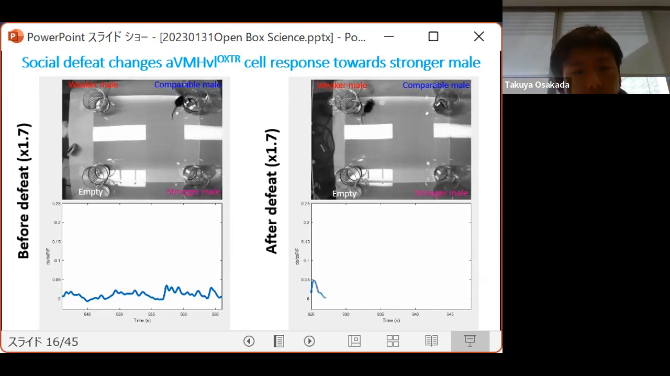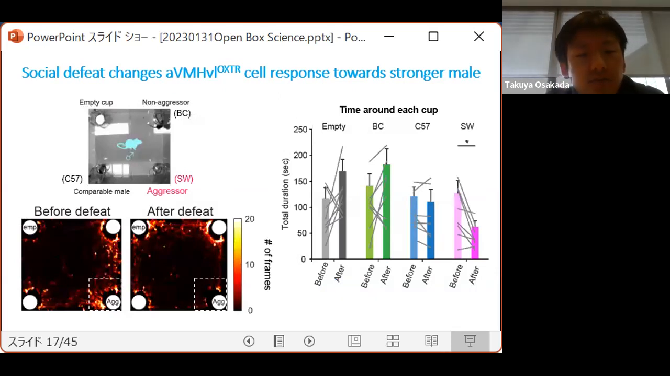Now let's check the results from this bigger chamber assay. The bottom left is the heat map of the body tracking, which shows that the visits around the aggressor cup, bottom right here, seem to be decreased. This is also quantified by human annotation of the total time around the cups, shown on the right side. Toward the other cups, there is the same visiting time, but visiting toward the aggressor seems to be decreased.